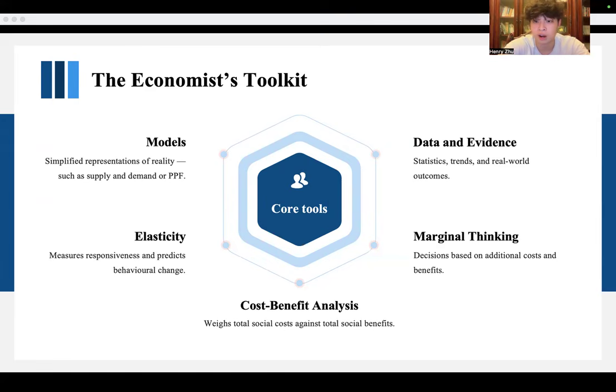Third, economists rely heavily on data and evidence. Good economics isn't based on opinions, it's based on facts. Fourth is marginal thinking. Economists don't usually ask, is this policy good or bad? Instead, they ask, what are the additional costs and additional benefits of making one more change? And finally, economists use cost benefit analysis, weighing the total benefits of a decision against its total costs. These are the tools you've been building throughout this course.